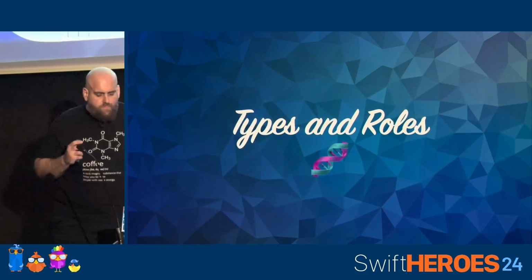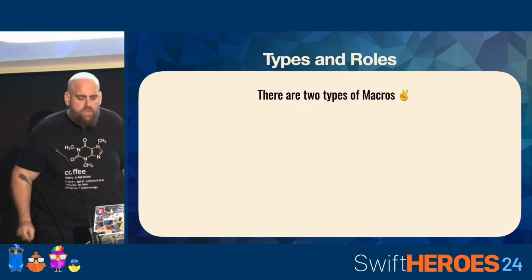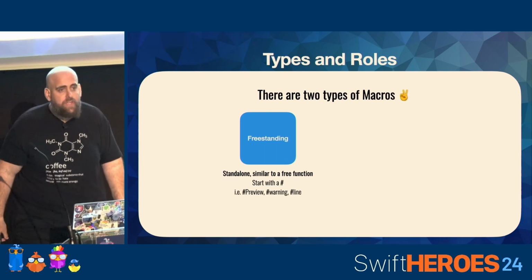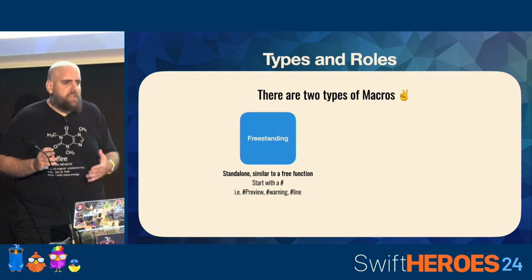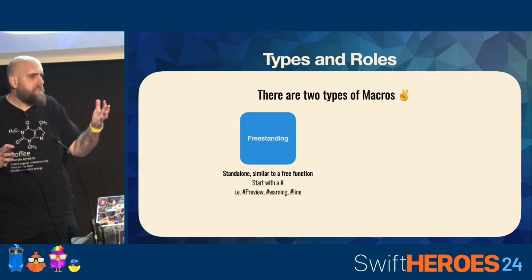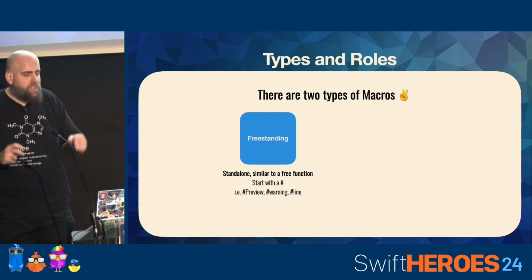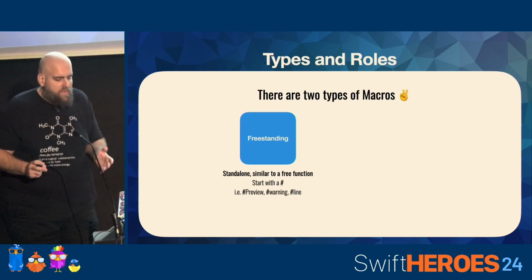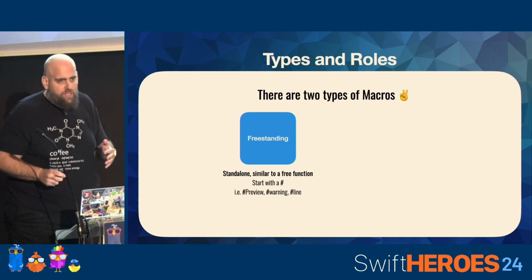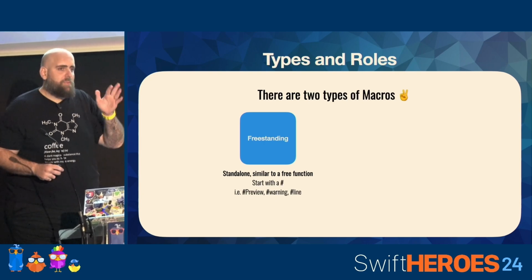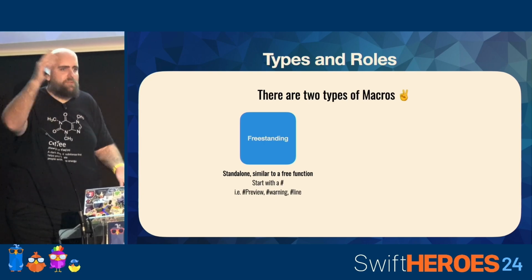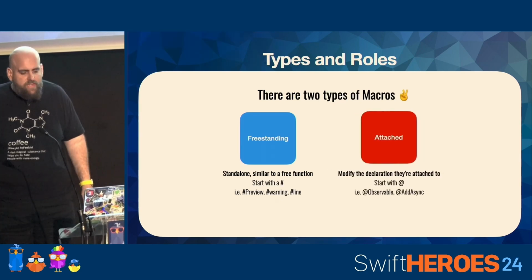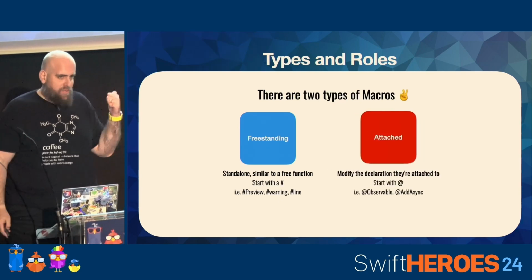Let's dive deeper into types and roles. There are two types. One of them you already saw, but the first one is called freestanding. As the name suggests, this is kind of like a free function. It isn't attached to any function or class or whatever, it just stands in the middle of the air. The most known example of this is preview. It always starts with a hashtag. You can put SwiftUI hashtag preview everywhere, put your view inside, and it will generate a bunch of code to make your preview actually work. The second kind is called an attached macro, and that's the one you saw right now.